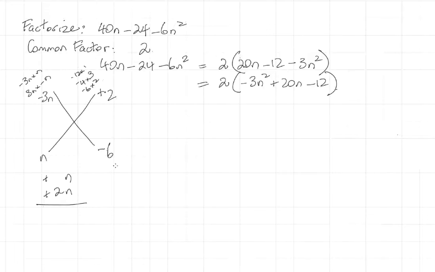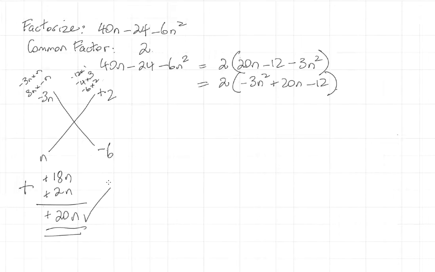Negative 3n times negative 6 is plus 18n. I was begging the answer, wasn't I? I was just trying to get to the 22 quickly. So negative 3n times negative 6 is plus 18, and then n times 2 is 2n. I always add those 2 together, and I get 20n.